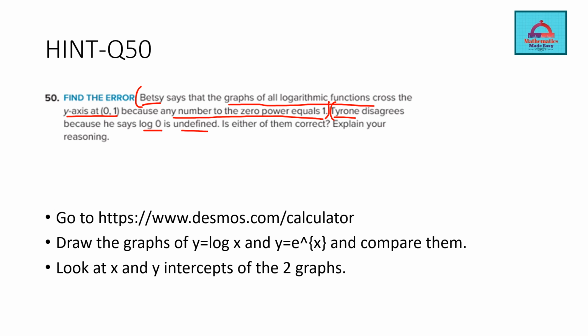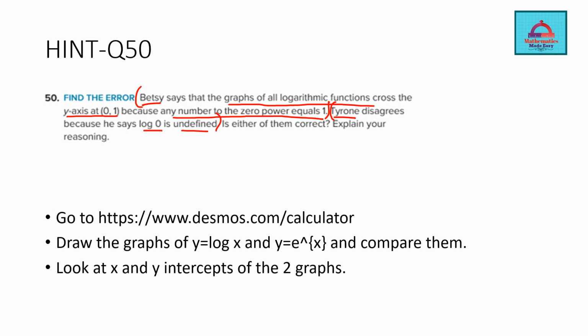You have to choose who is saying the correct thing, who is correct, and you have to give a reason, you have to explain your answer. That's the question. So it's a question of higher order thinking. You have to analyze and find the error. So all of you, I'll give you a hint for this question.